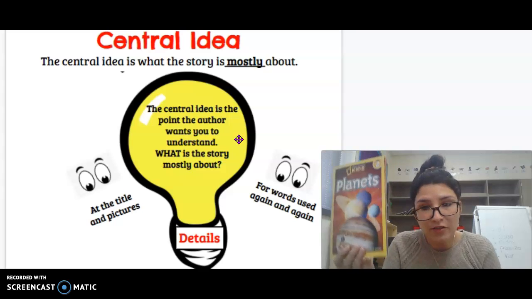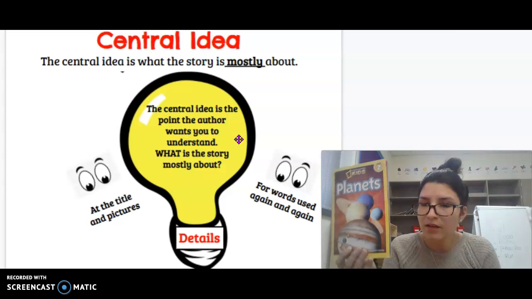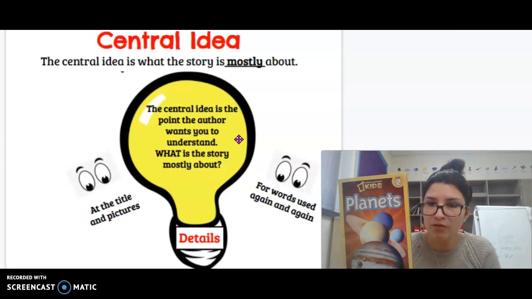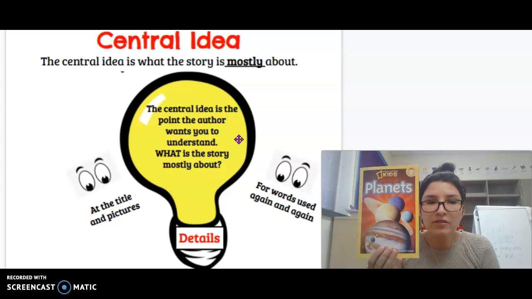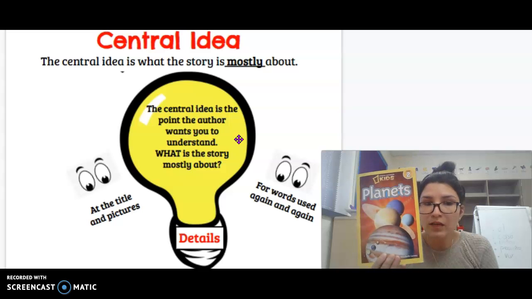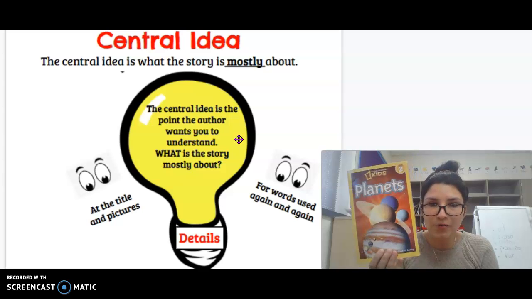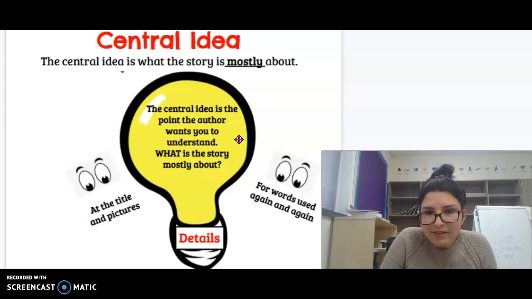Remember, informational text. What's informational mean? You're going to get real information, truth, facts, right? You're going to be learning about real things. All informational texts have a central idea that the author wants you, the reader, to take away from the text. So, how can you do that? You use the details. You look at the title, the pictures, and words that are said over and over again.